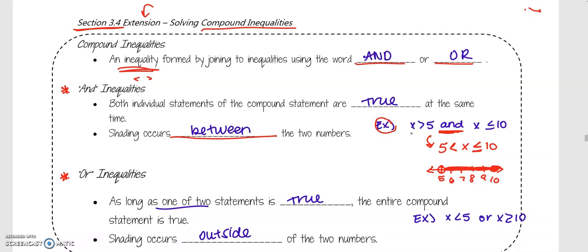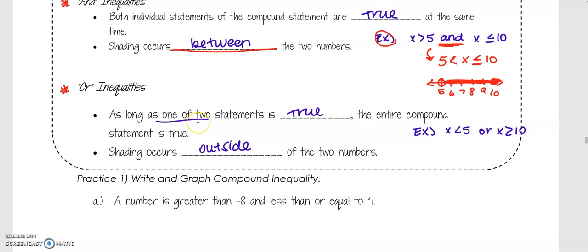"Or" is a little bit different. As long as one of the two statements is true, the entire compound statement is true. So it's only one of them, one or the other. Shading occurs outside of the two numbers. So here, in this example, it says x is less than 5, and we can draw this. So if I've got 5 here, I have an open circle, and it's less than 5. Or x is greater than or equal to 10. Closed circle here, and I shade in this direction.